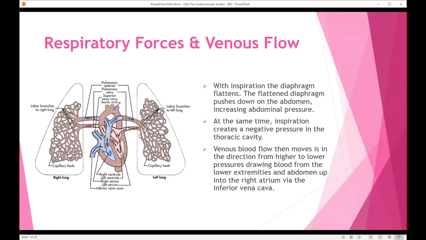So, respiratory forces. When we inspire, or take a deep breath in, our diaphragm flattens and pushes down onto our abdomen, and that's going to increase our abdominal pressure. At the same time, we have a negative pressure created within our thoracic cavity where our lungs sit. So the venous blood is going to move from the higher to the lower pressure. It's going to move from the lower extremities and the abdomen up into the right atrium via the inferior vena cava.